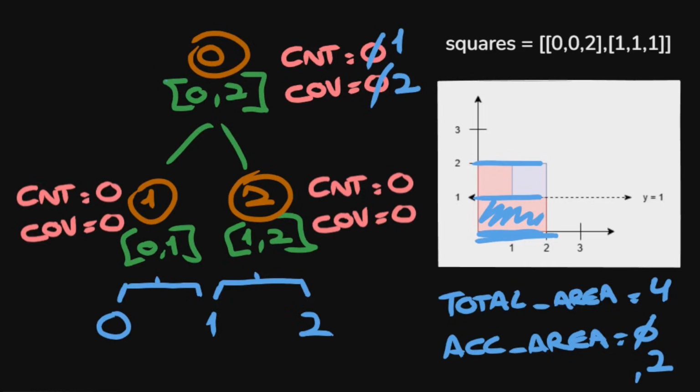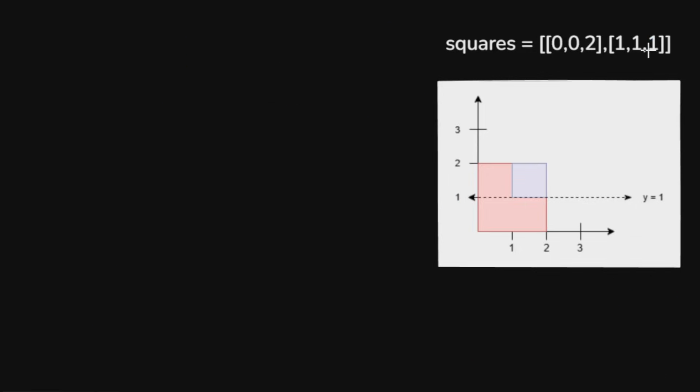So now, given that the accumulated area is equal to the total area divided by 2, well, we know that we have exactly half of the total area below the current breakpoint. So the result in this case is 1. Now let's say that here we have a 2 instead. This means that we have something like this, and here we will have these breakpoints.